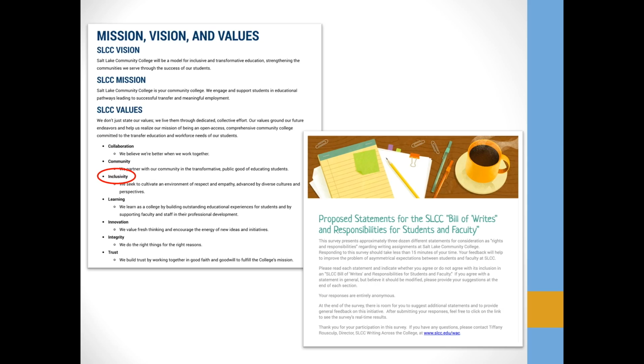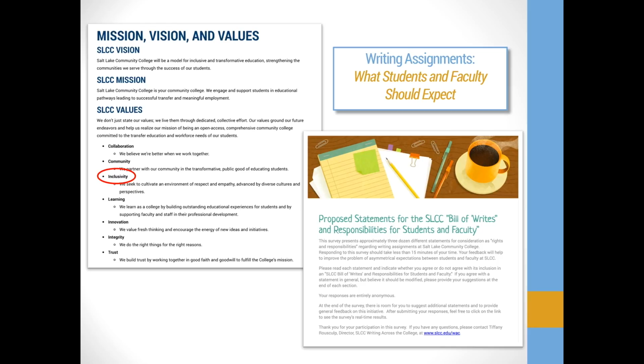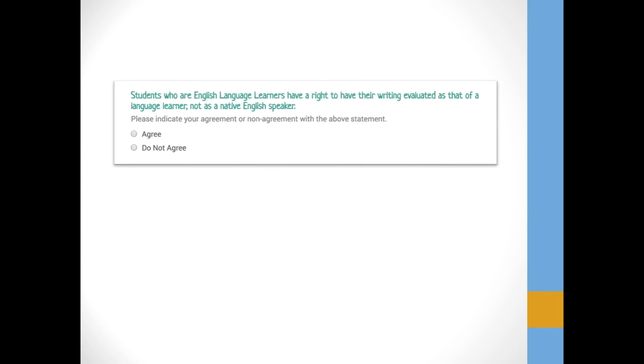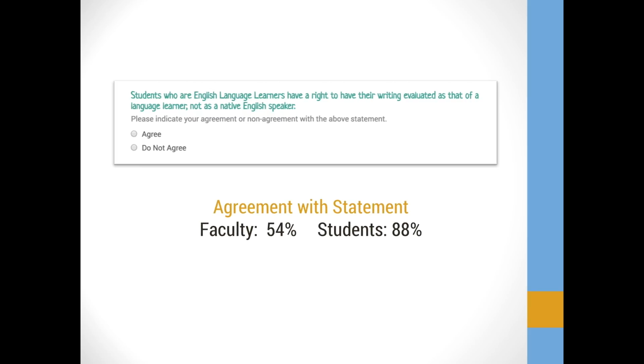The motivation for this Transforming Talk arose from the apparent misalignment between the stated SLCC value of inclusivity and the results of a Writing Across the College program survey that was distributed in fall of 2015. In that survey, faculty and students were asked to agree or disagree with multiple statements regarding writing assignments. More on that survey and the resulting document can be found in the Transforming Talk, Writing Assignments, What Students and Faculty Should Expect. One of those statements was, students who are English language learners have a right to have their writing evaluated as that of a language learner, not as a native English speaker. While 88% of students agreed with that statement, only 54% of faculty did.